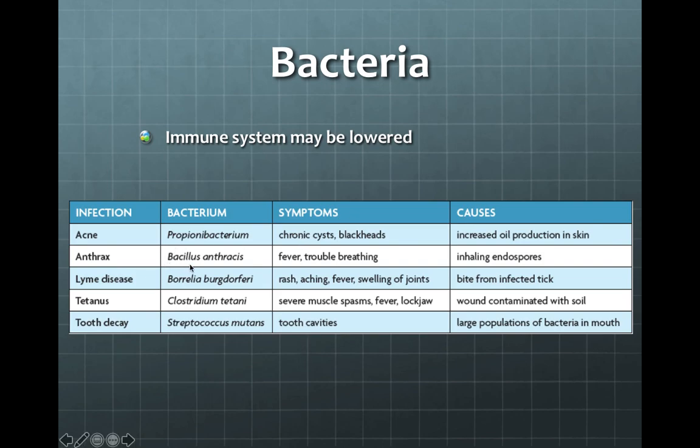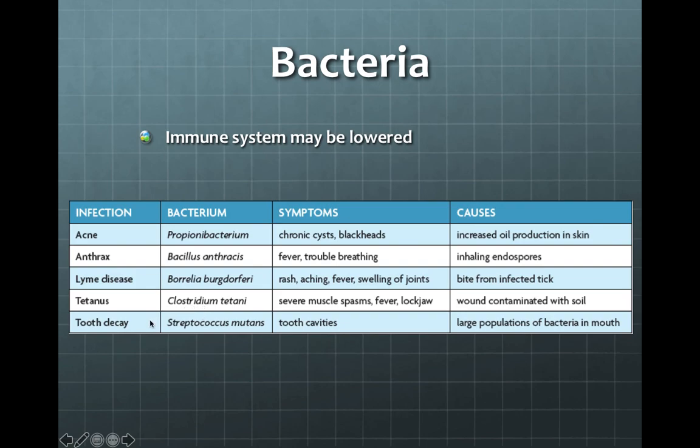Anthrax is Bacillus anthracis. This one can actually cause trouble, and they're really scared about it being used as a weapon of mass destruction. Lyme disease, which you get because you got bit by a tick. These can cause rash, aching, fever, swelling of joints. Tetanus, if you step on something like a rusty nail or a wound infected with the soil, this is actually in the soil of the rusty nail and stuff like that. You can actually get lockjaw where everything spasms up. That's bad. It's Clostridium tetani.